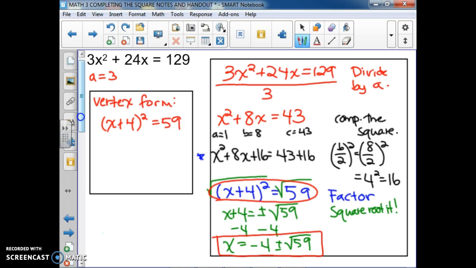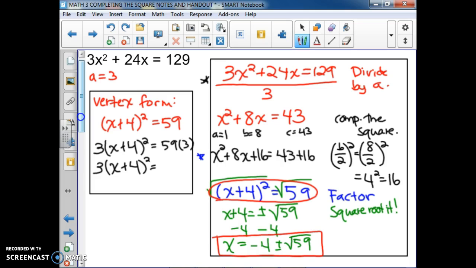Now remember, in the very beginning, we divided everything by 3. So when we talk about vertex form, we have to put the 3 back in. So we're going to have to multiply both sides by 3. I'm just going to put 3 on the outside here. 3 times x plus 4 squared, and then 59 times 3. This can stay here, 3 times x plus 4 squared. I don't need to distribute because this is how vertex form looks.